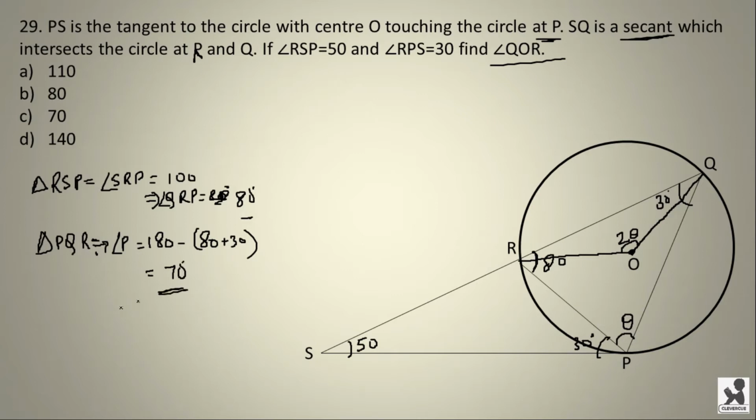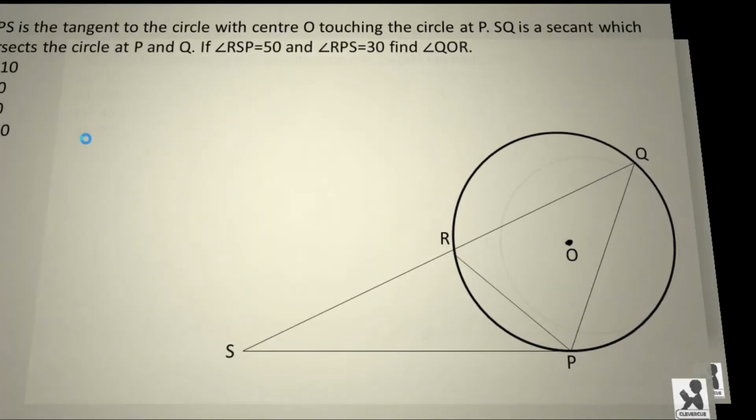Now, we have found the angle theta. Theta is equal to 70 degrees and angle QOR is twice the angle of theta, that is 2 into 70, where we get 140 degrees. So option D is the right answer. Next question.